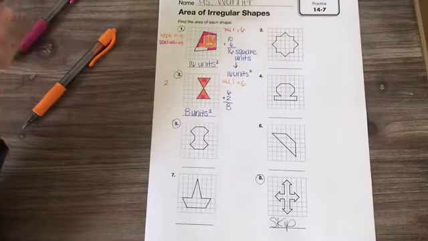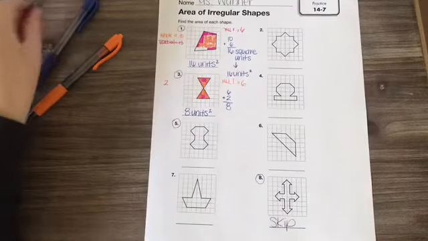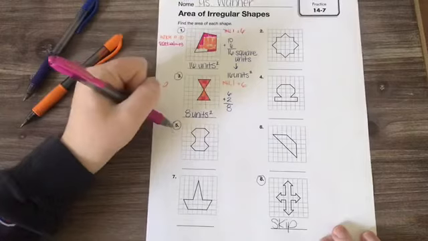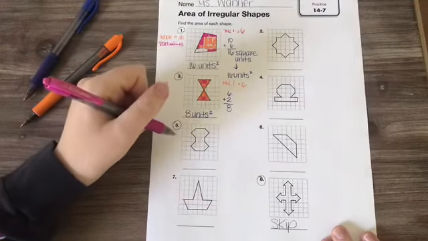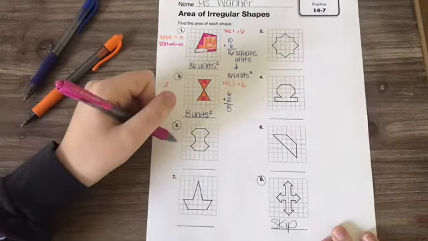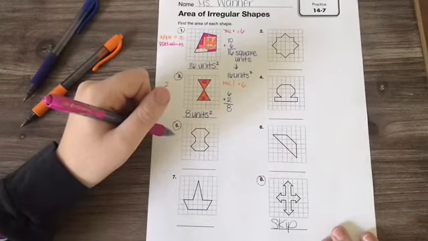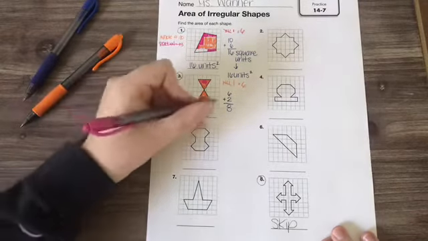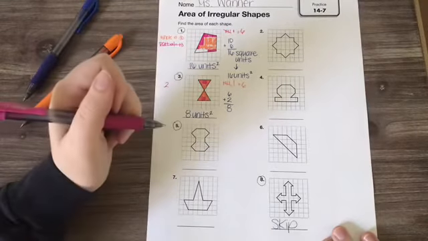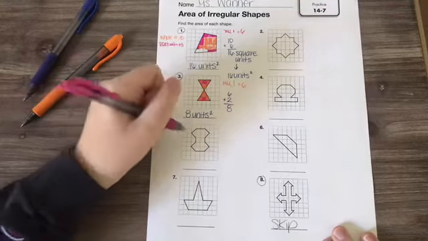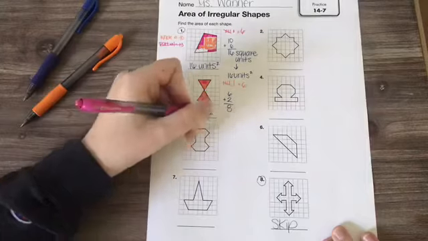Okay, let's go over one last problem. So for number 5, let's review our steps. What is my first step that I need to do in order to find the area of an irregular shape? Good. Okay, so we need to find the total number of whole squares. So we're going to count them.